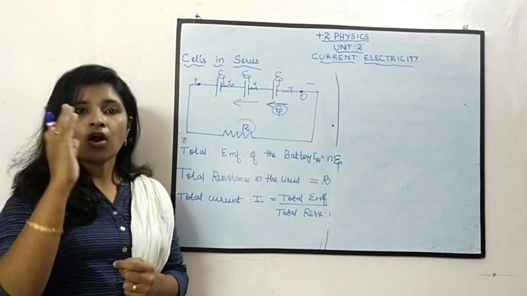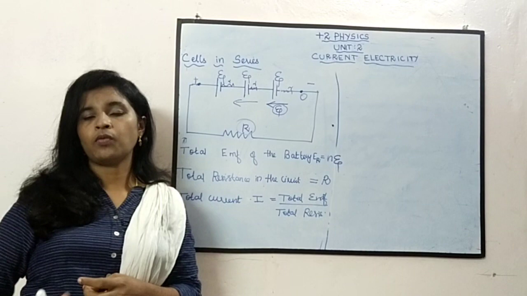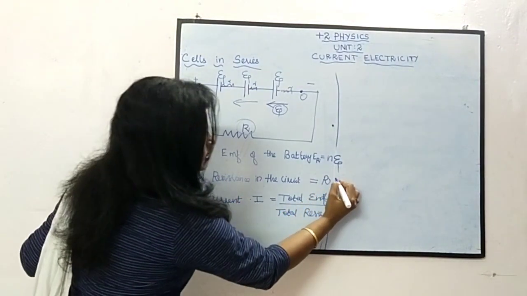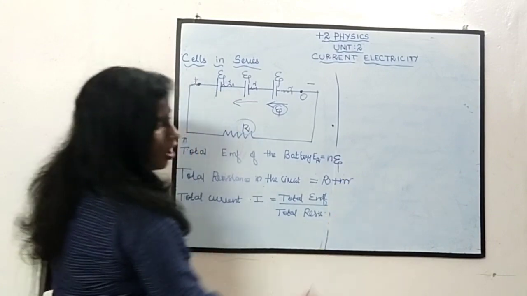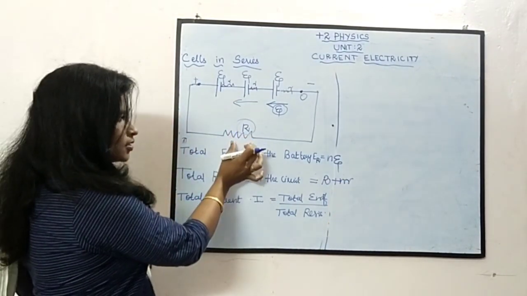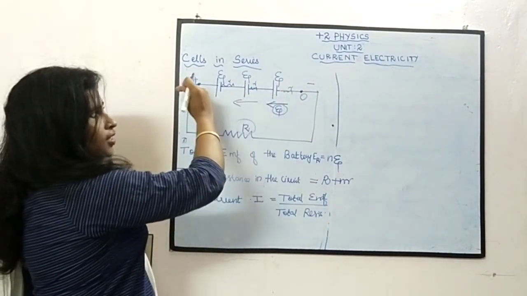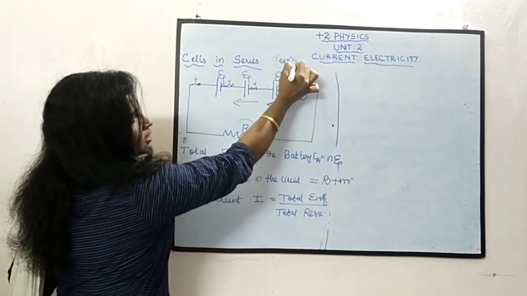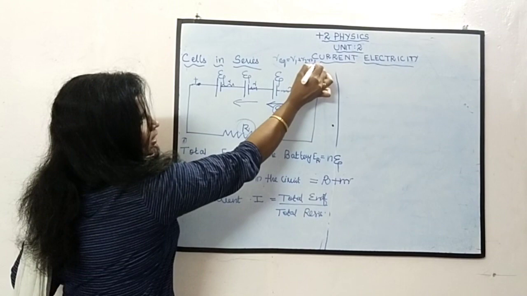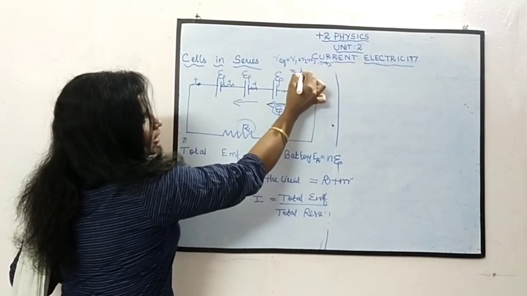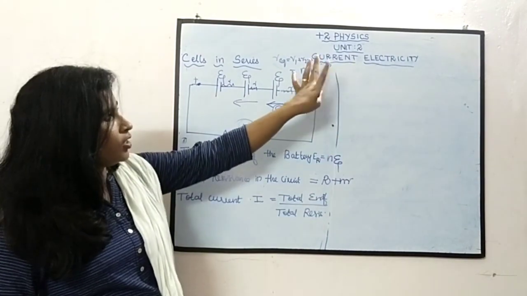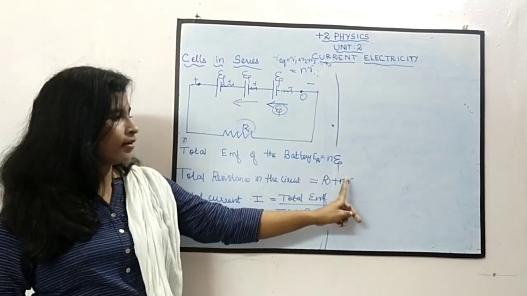So the total resistance is nothing but R1 plus R2 plus R3. If there are n number of resistors, this is nothing but n into r. Understood? This resistance plus all the resistances here are connected in series, so we will write R equivalent as R1 plus R2 plus R3 up to Rn. So we can write it as n into r. That I have written here.